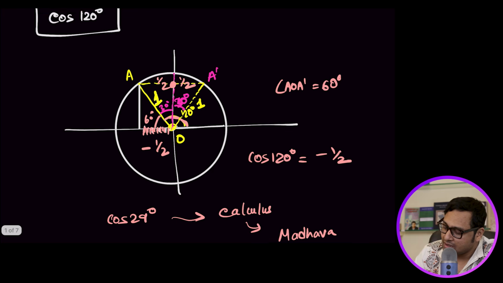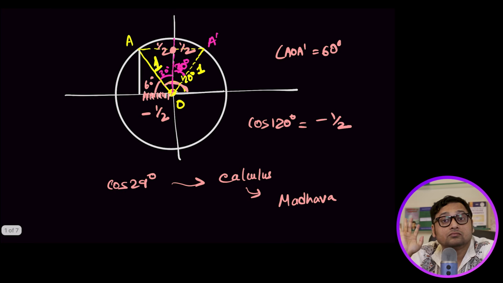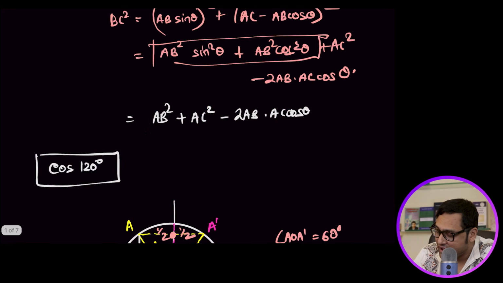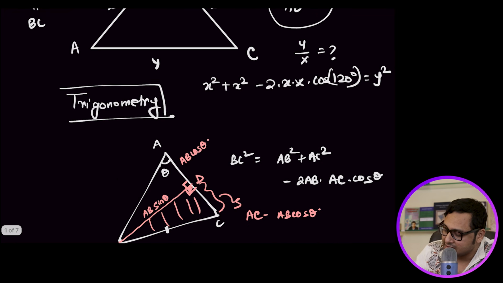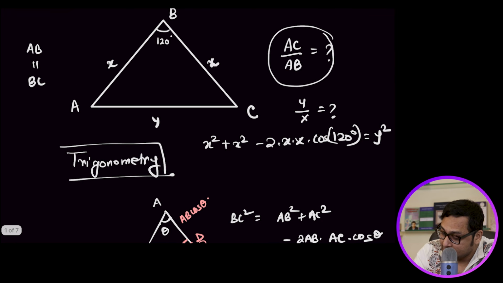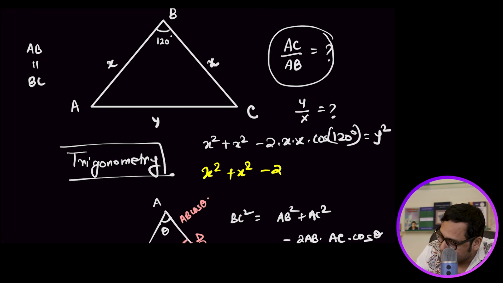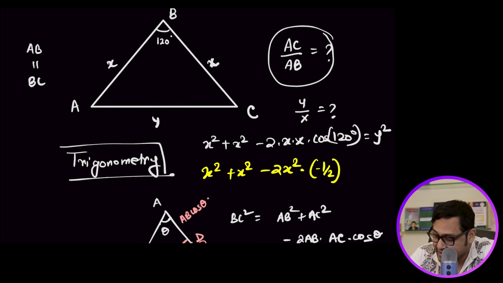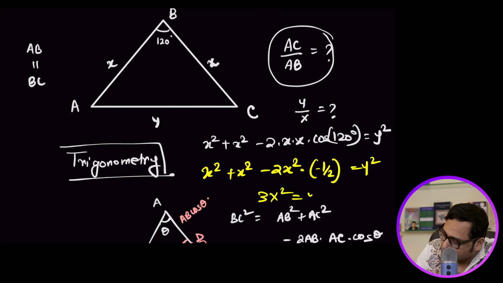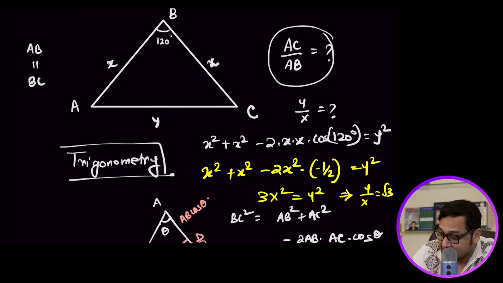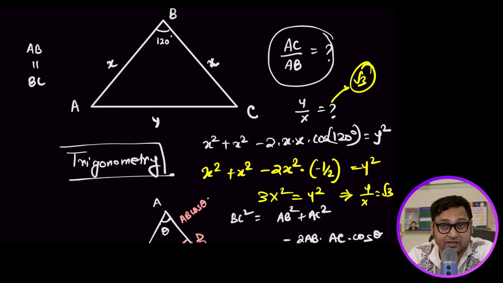You can actually look up and read more about his work. Okay, so this is what we have, cosine of, this is negative half. So now we can come back to this. This is x square plus x square minus 2x square into negative half. Cosine of 120 is negative half, we just derived it, equal to y square. So 3x square equal to y square, or y by x is equal to square root of 3. That's the answer of this question. You can write it as square root of 3 is to 1.